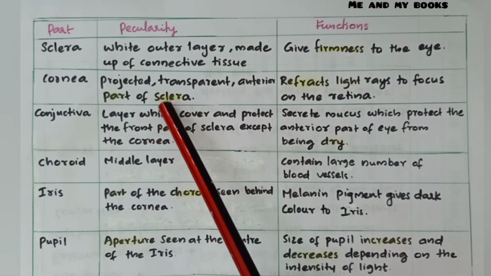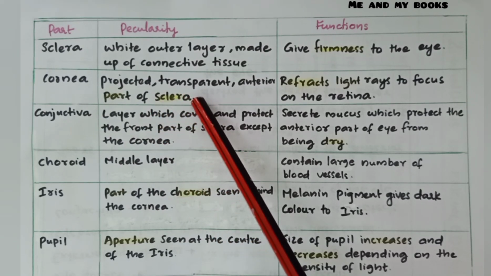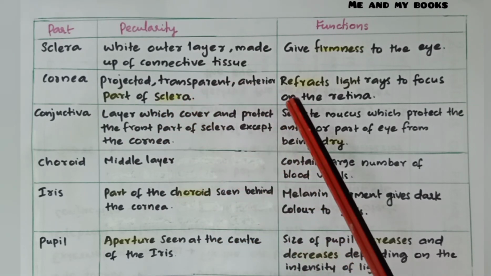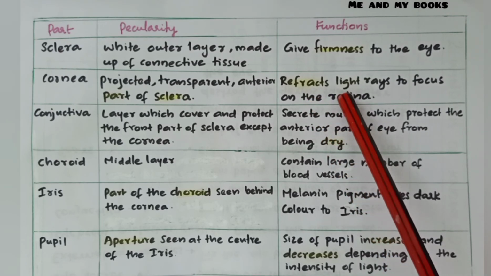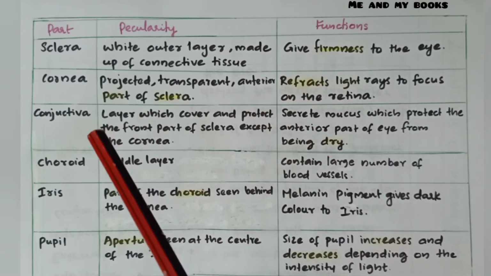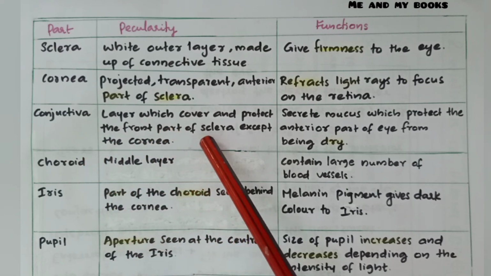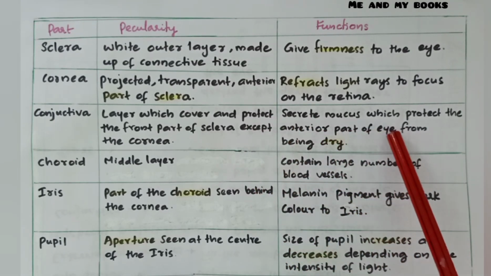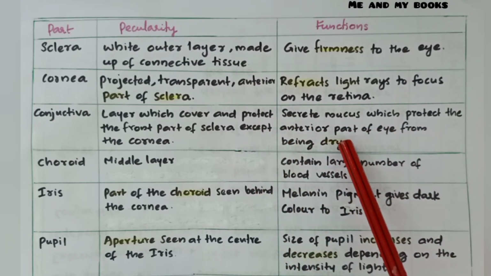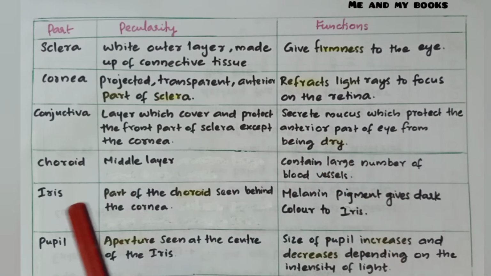And cornea, this is the part of sclera. Projected transparent anterior part of sclera. Function, refract light rays to focus on retina. Conjunctiva is also a layer of sclera, layer which cover and protect the front part of sclera except the cornea, secrete mucus which protect the anterior part of the eye from being dry.